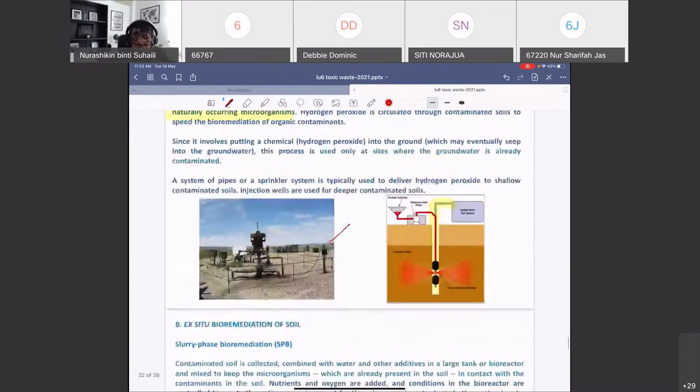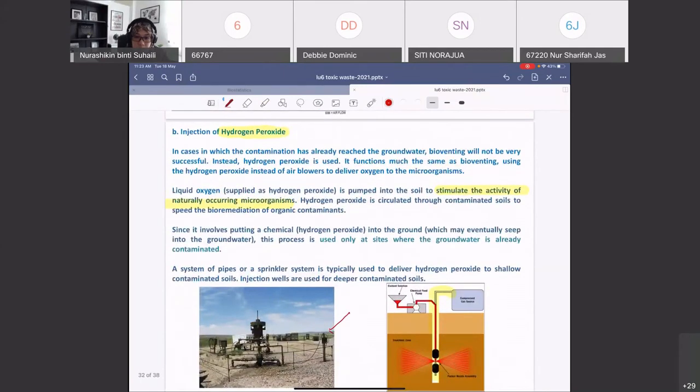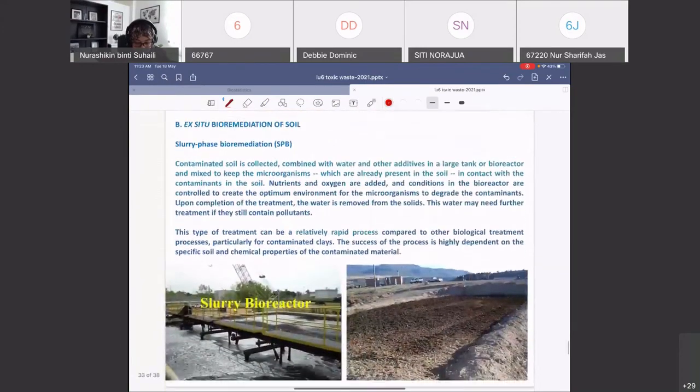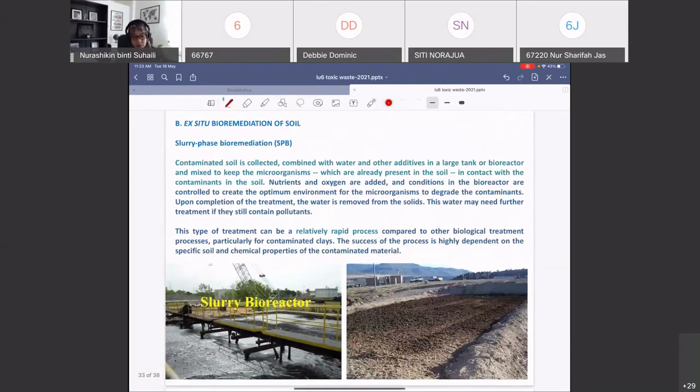Yeah? So I don't go through word by word. I just want to highlight the important points. Right, that is in situ bioremediation. Ex situ bioremediation. Ex situ means it is not at that place. It means that the contaminated samples are taken to another place where the treatment is carried out. Yeah, that is ex situ bioremediation.